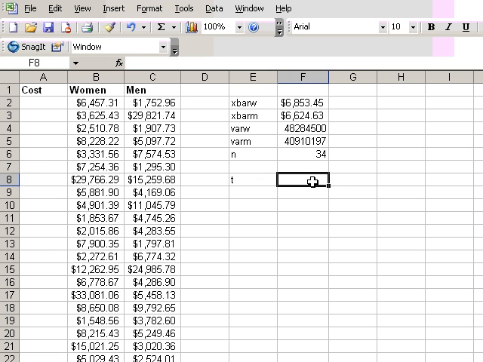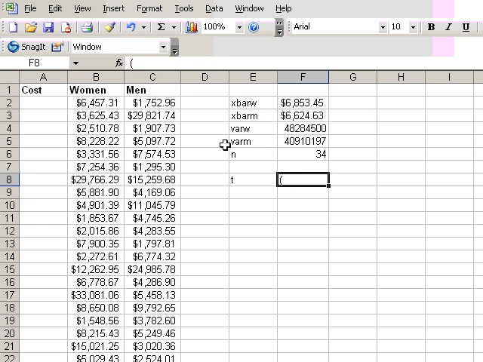Now, in order to calculate our t-value, we first say that we will subtract one mean from the other mean. It doesn't matter which way we subtract. We can subtract the mean for women, which is larger, from the mean for men, or the other way around.